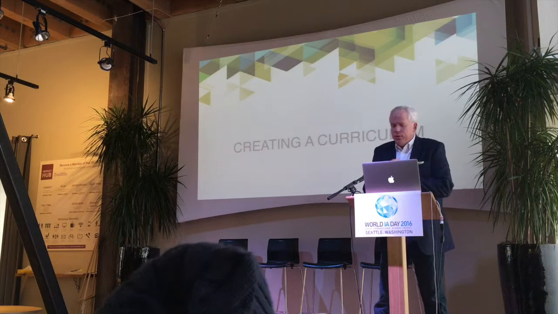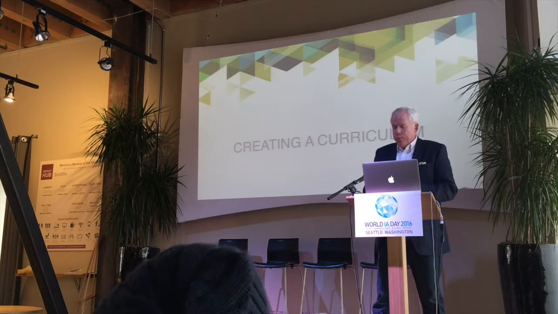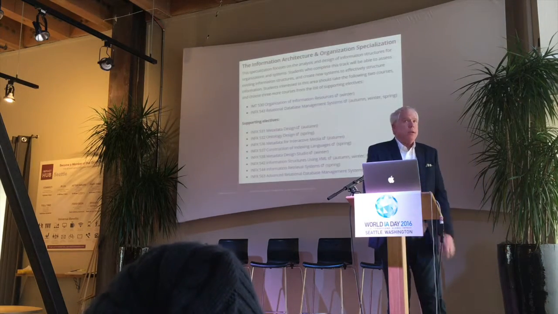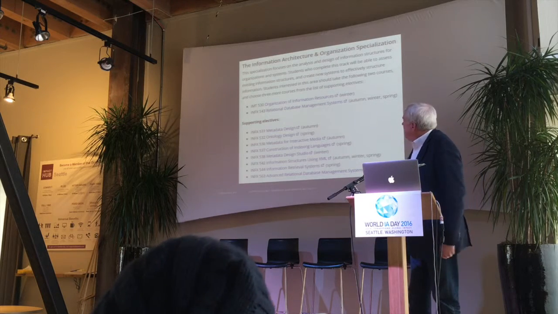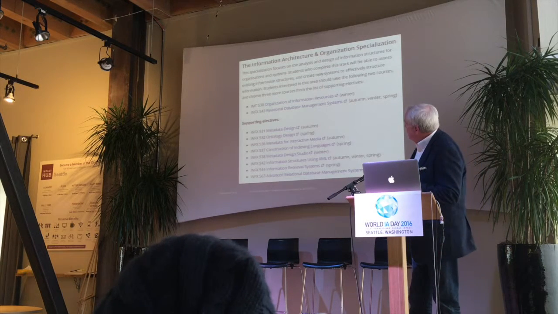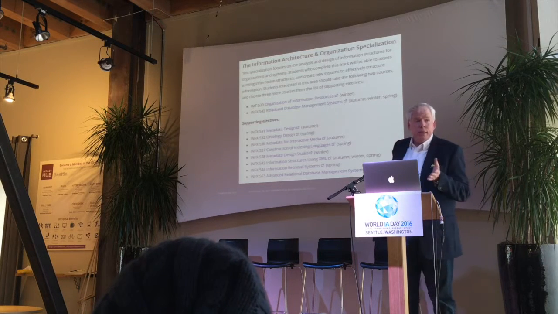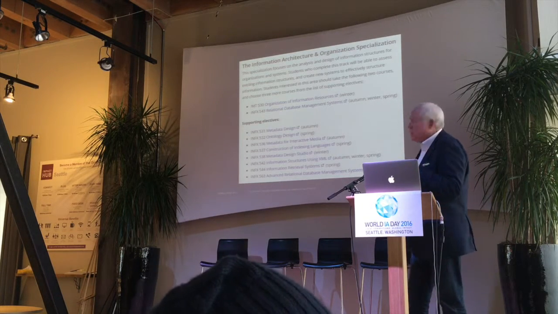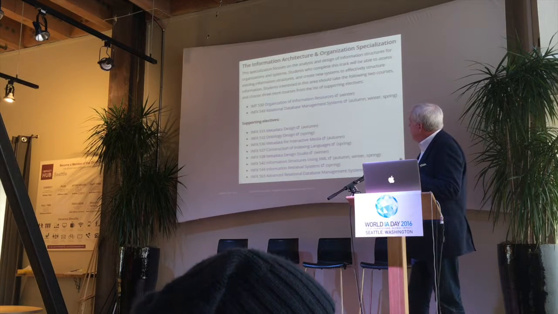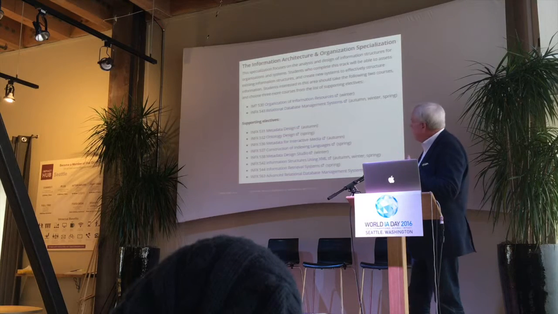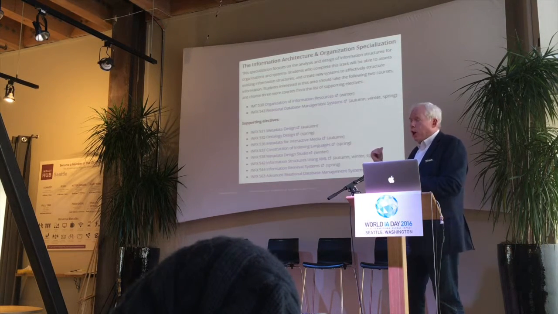Well, we needed to define information architecture in order to prepare a curriculum and train students. And so this is what the current model looks like. This is from the iSchool website, and it does outline what we think is information architecture. It does cover some of the basics of what we do. For example, I teach the IMT 530 course, which is the taxonomy and ontology class. I also teach the introduction to information architecture, which is not up here.